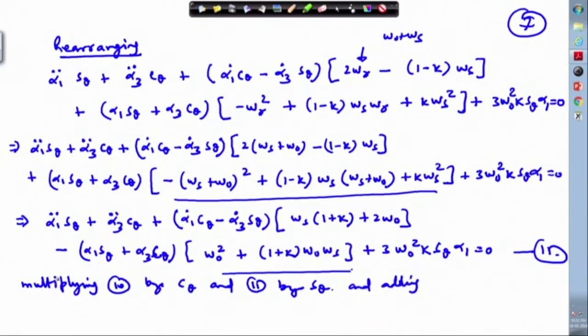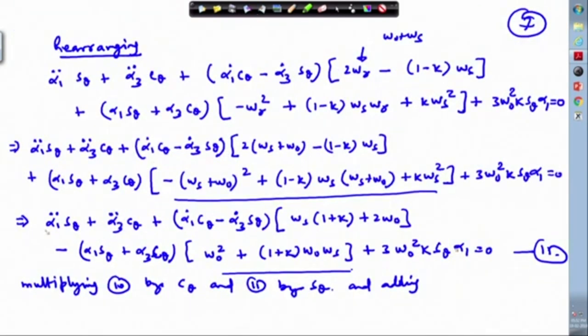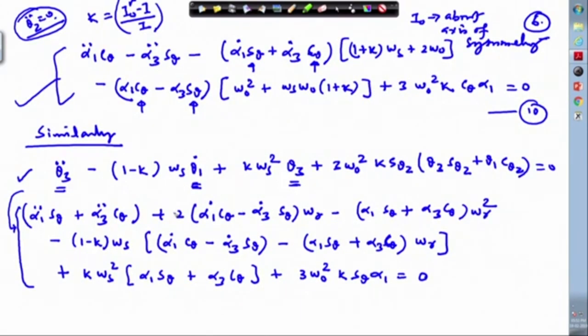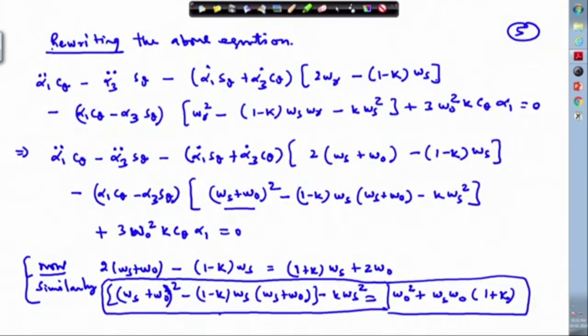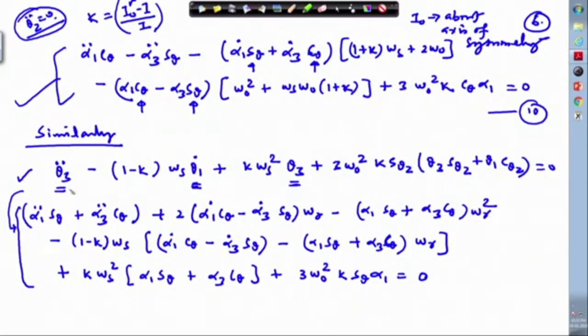So, multiplying equation 10, the previous equation, and equation 11, this particular one, by C theta and S theta and adding. So, you can see that there are the terms. If we multiply equation 11 by S theta, we get here S square theta term, and here alpha 3 times C theta times S theta. If we go to the previous page, the previous equation we are multiplying by C theta. So, here this we are multiplying by C theta.